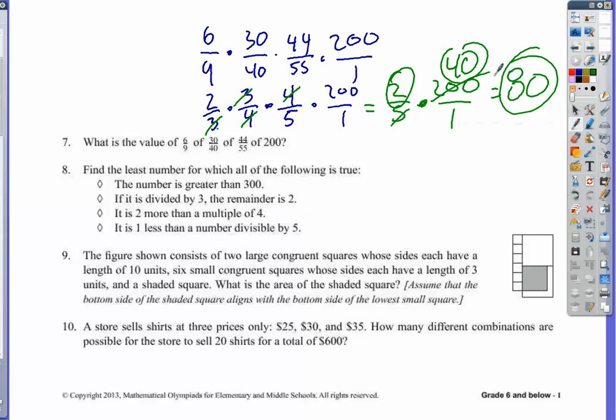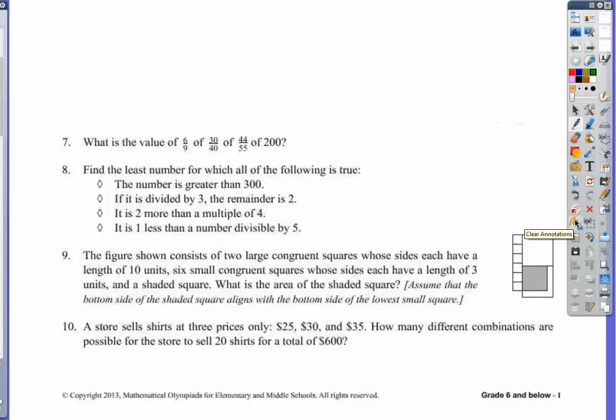All right, number 8. Find the least number for which all the following is true. The number is greater than 300. I'm not going to do anything with that right now. We know it's greater than 300. If it is divided by 3, the remainder is 2.